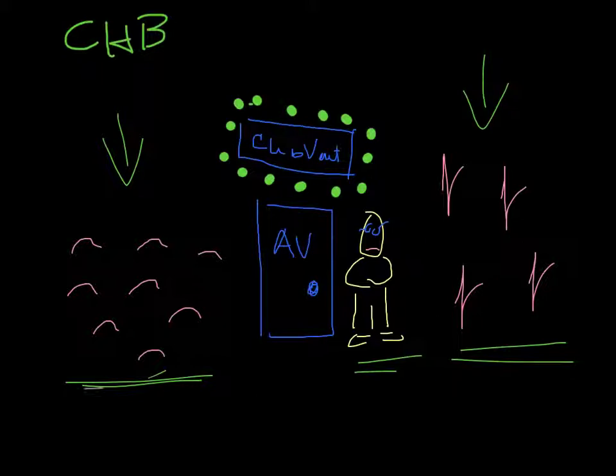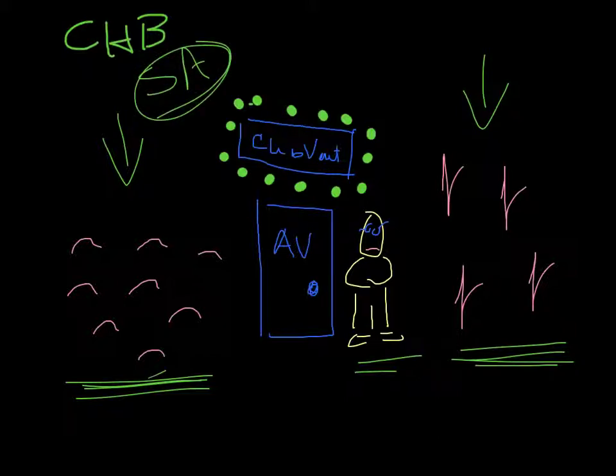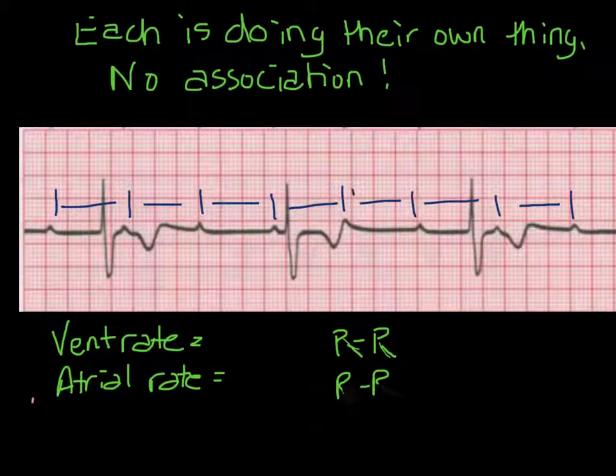So our P waves are usually dancing a whole lot faster than our QRS complex. And we know that because when we start with our SA node, it's a much faster rate. When the ventricles are providing that impulse, it's a much slower rate. Look at a strip. So each one is doing their own thing. There's absolutely no association. So you remember the P waves are outside dancing by themselves.